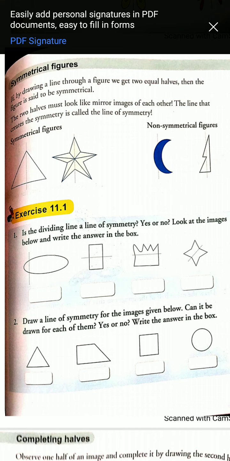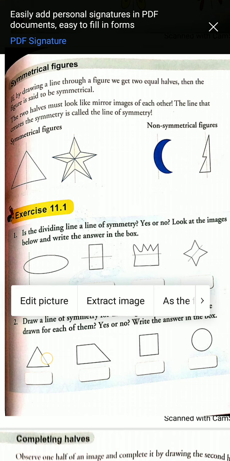Now see this triangle. If we draw one line in the center, then there are two parts. See the two parts. Are they equal? Yes, these are equal. Now see this one, the moon. If we draw a line in the center, is it equal? No. If we draw here, that side part is not the same. That is not a symmetrical figure.